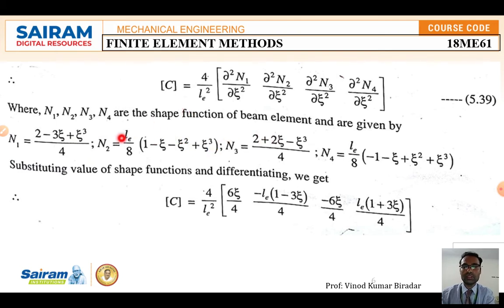So the shape functions for this beam element. Substitute these N1, N2, N3 values in this equation, that is c is equal to 4 by L square. So after substituting and simplifying, you are going to get this, that is 6ζ by 4 minus Le(1 minus 3ζ) by 4, minus 6ζ by 4, Le(1 plus 3ζ) by 4. Okay, this is about the c value.